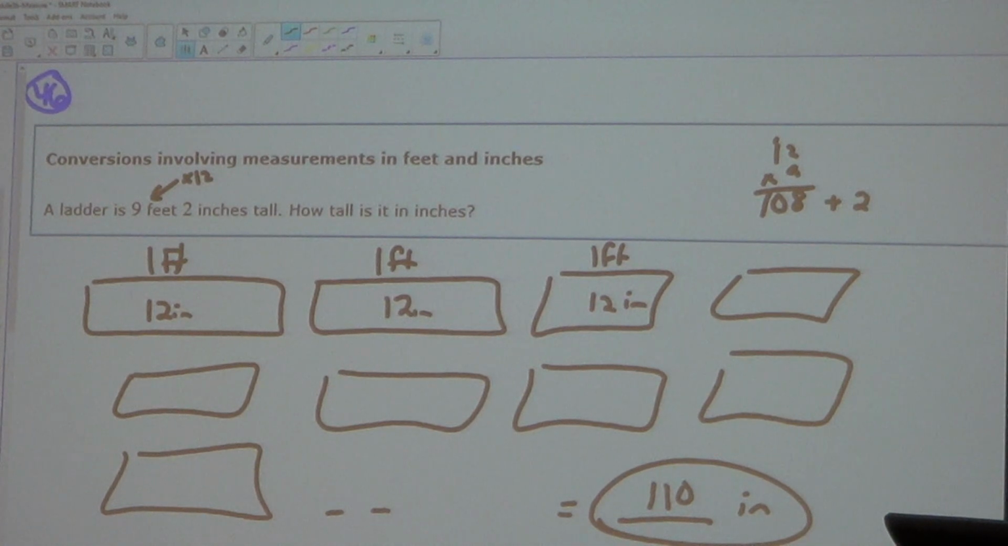Cool? So we're just turning everything into little baby inches. 12 inches plus 12 inches plus 12 inches plus 12 inches plus 12 inches plus 12 inches plus the 2 baby inches that I have left over.